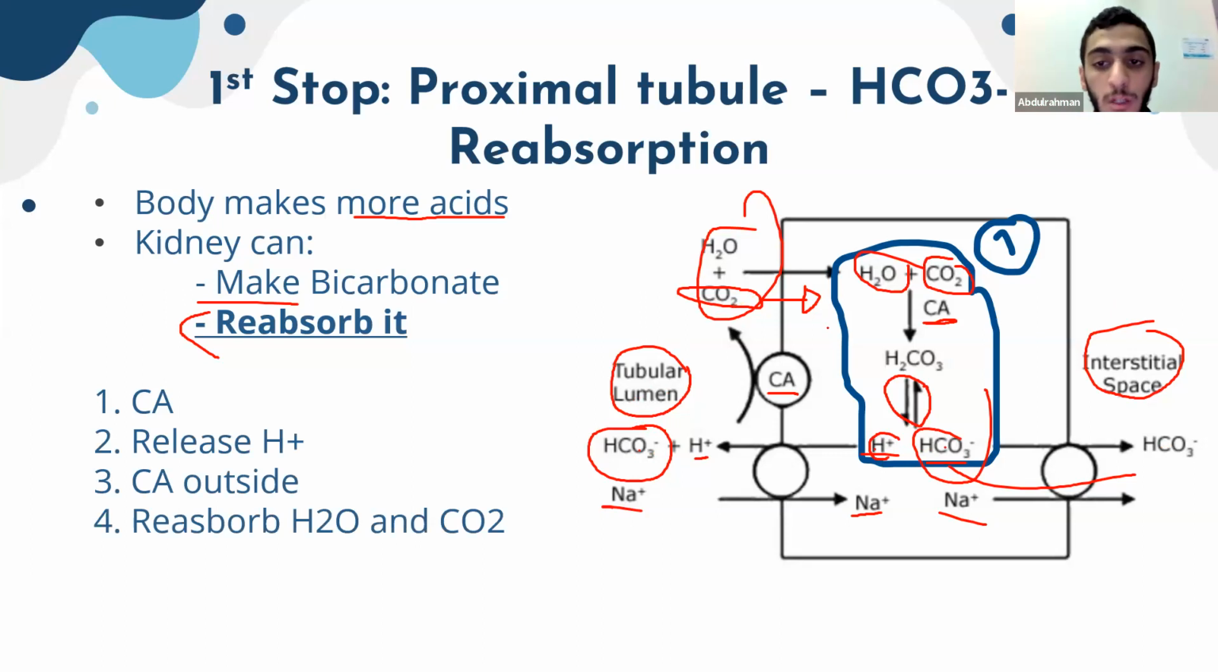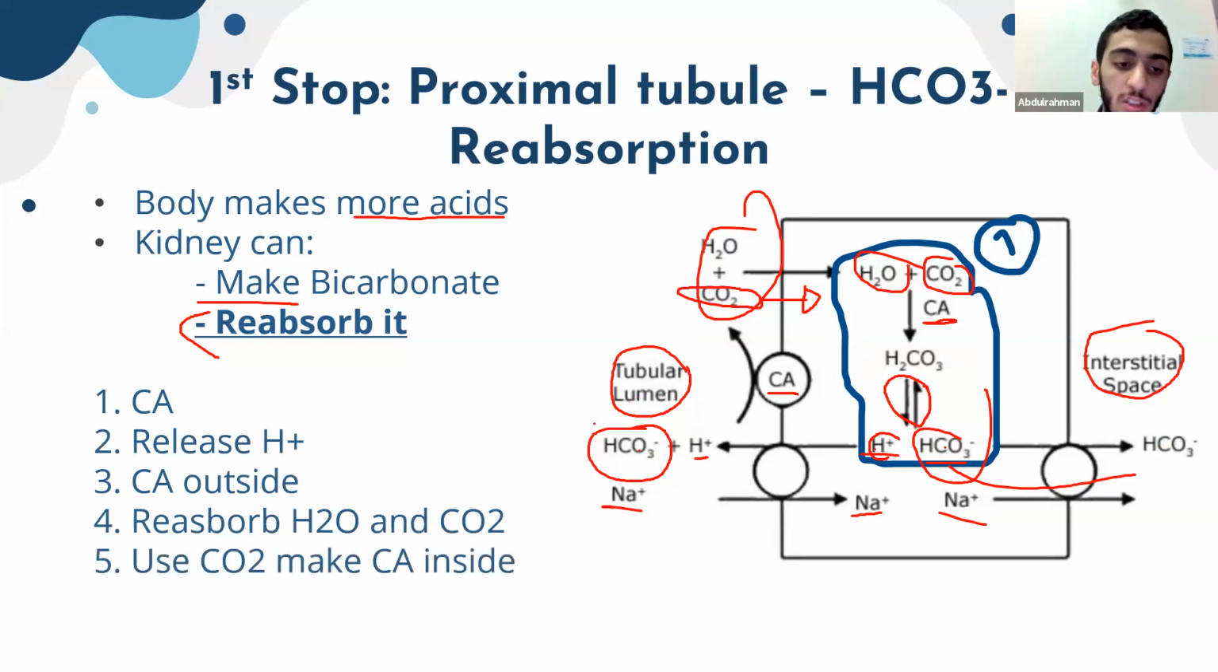Now you can reabsorb the carbon dioxide because there is already water in the cell. The water and carbon dioxide can pass through the cell, but already there's water in the cell, so we don't really focus on it. The main important point is the carbon dioxide. And then inside the cell, we make bicarbonate, and now the bicarbonate is going to be co-transported with sodium outside the cell as sodium bicarbonate.